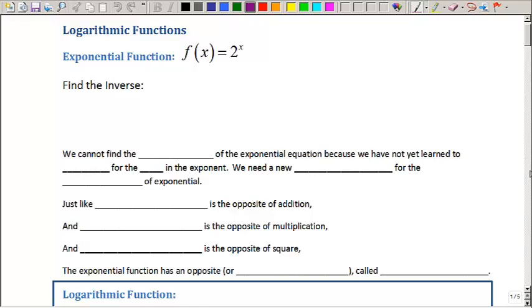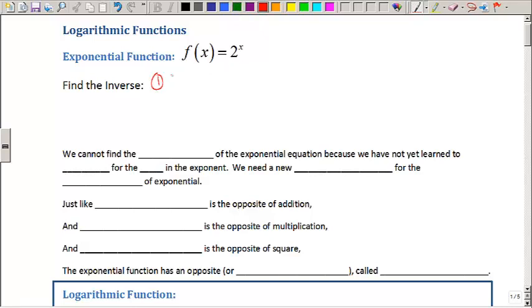Today's lesson is on logarithmic functions. Before we get into logarithmic functions, we're first going to start off with a function that we already know, an exponential function. In this case, f of x equals 2 to the x. And what I'd like you to do is find the inverse using the skills we learned in the inverse functions section to find the exponential function's inverse.